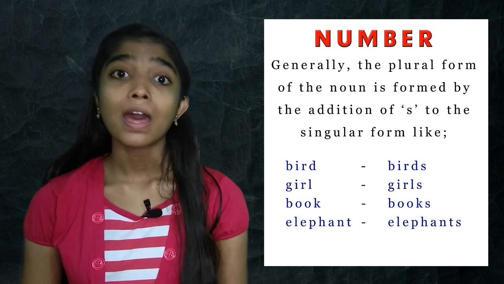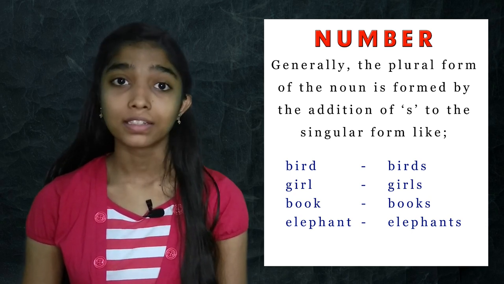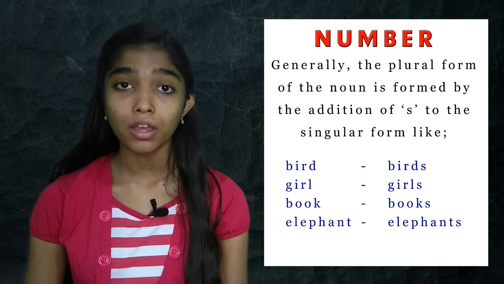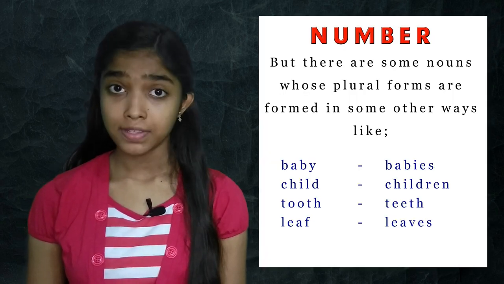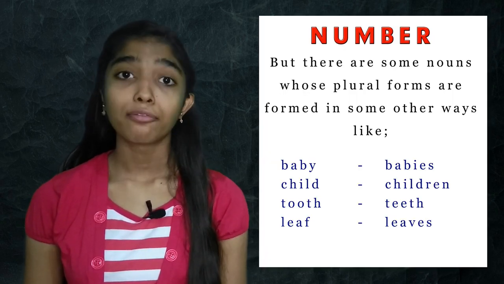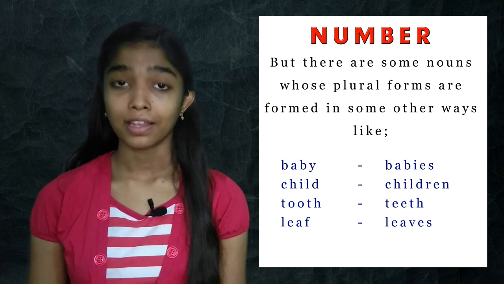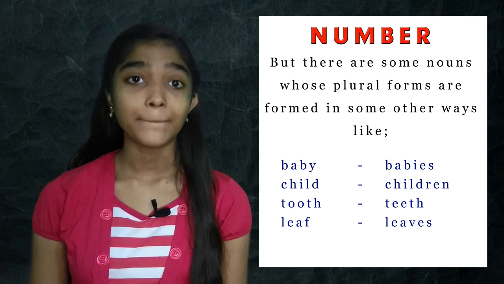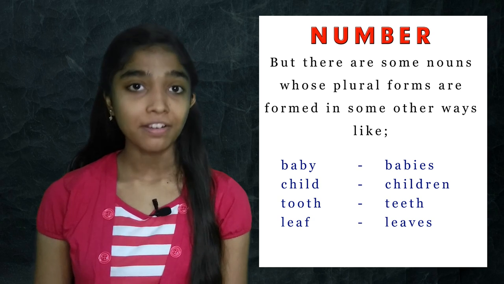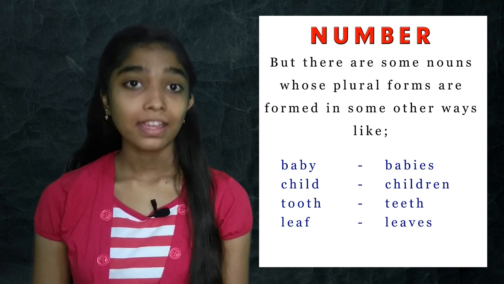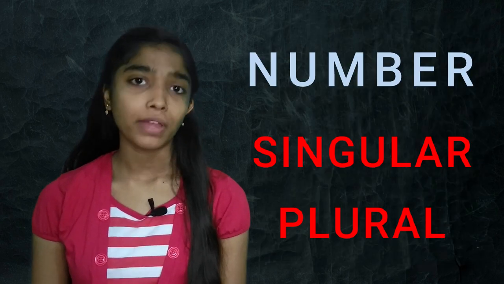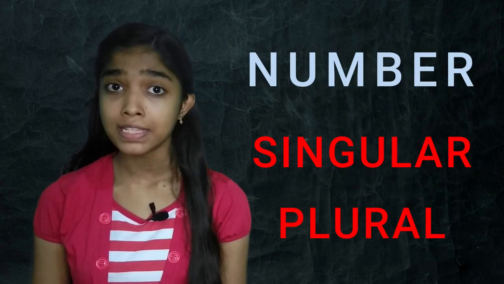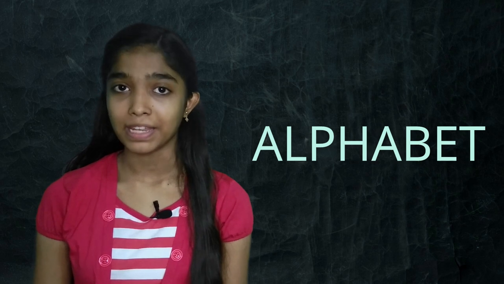Generally, the plural form of a noun is formed by the addition of s to the singular form, like bird, birds, girl, girls, book, books, elephant, elephants, etc. But there are some nouns whose plural forms are formed in other ways, like baby, babies, child, children, tooth, teeth, leaf, leaves, etc.